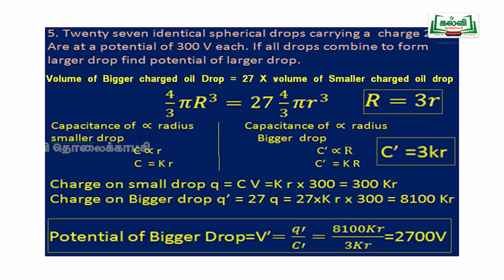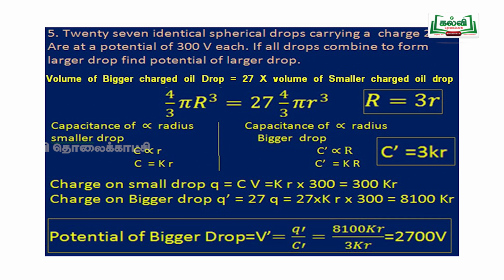Now, this is another important problem. 27 identical drops carrying a charge of 2 nanocoulomb are placed at a potential of 300 volt. If all the drops combine to form a larger drop, find the potential of the larger drop. Okay, listen students. You have 27 oil drops, they are combining to form a bigger oil drop. You have to find out the potential acquired by this oil drop.